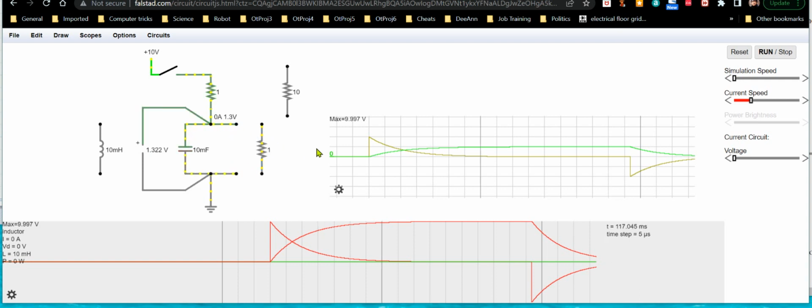I disconnect this because if I didn't, it would only charge to half that voltage. So I don't want to do that. That's why I charge it up with just this, so it'll charge up to the full 10 volts. If I didn't, it would only charge up to 5 volts because I would have a resistive voltage divider here. That's why I keep removing these components, because I'm trying to give you as pristine a demonstration as I can.